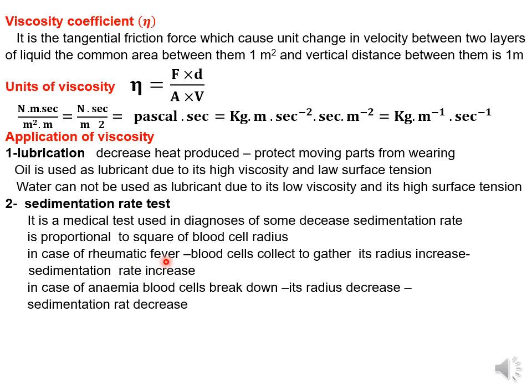In case of rheumatic fever, blood cells collect together, so the radius of the blood cells increases and the sedimentation rate increases. When the sedimentation rate is high, it indicates rheumatic fever. In case of anemia, blood cells break down, their radius decreases, and the sedimentation rate decreases. So a low sedimentation rate indicates the presence of anemia.